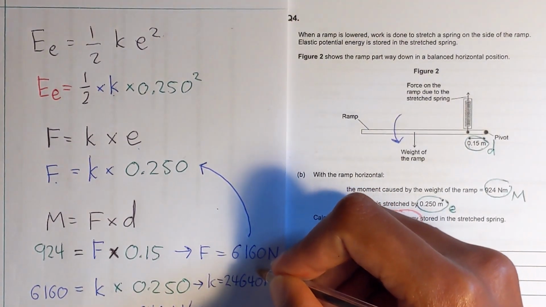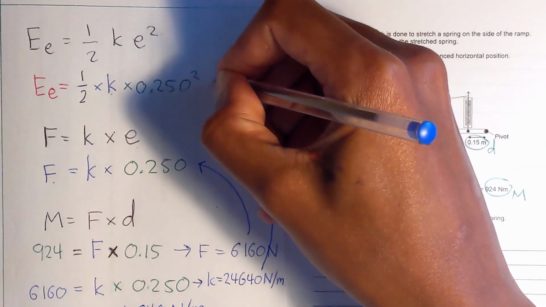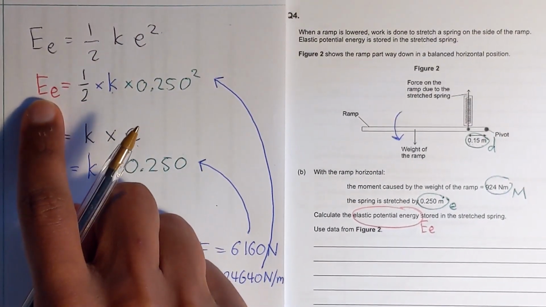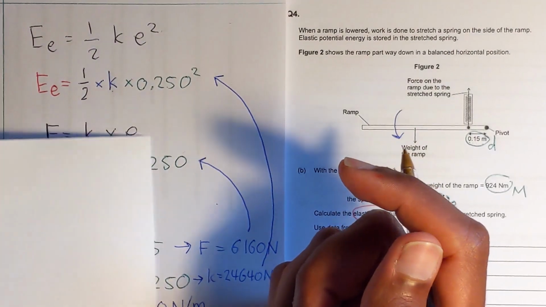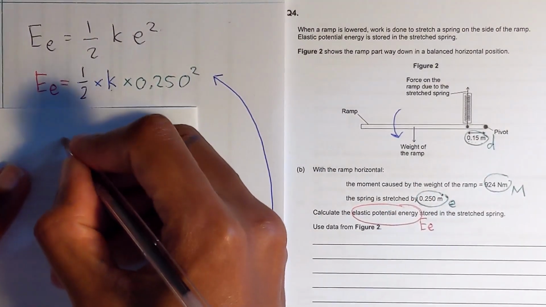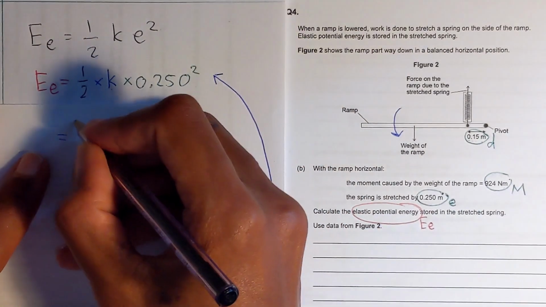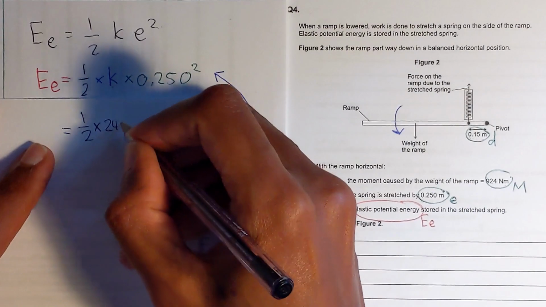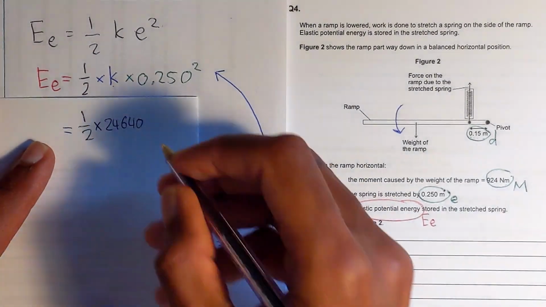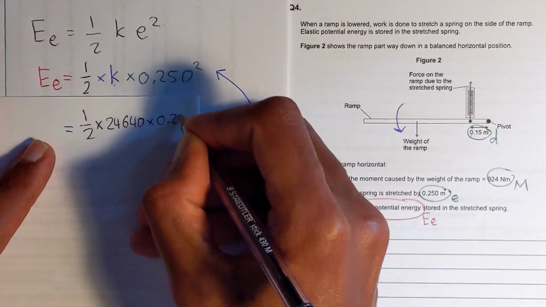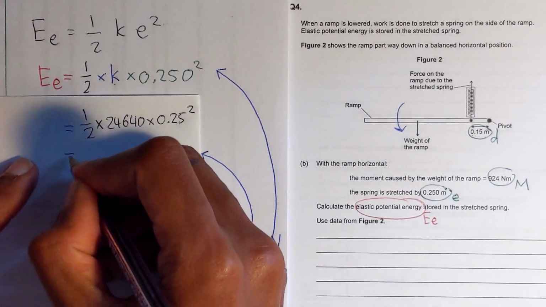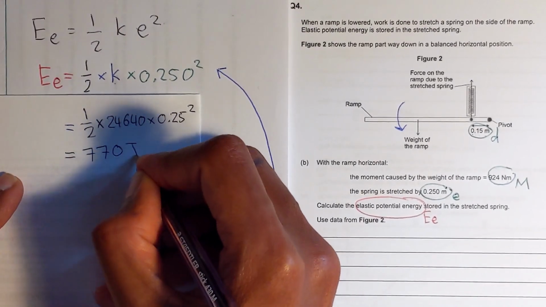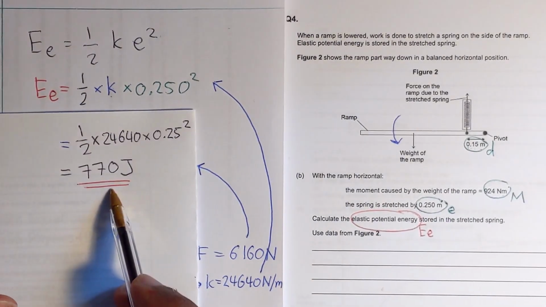We can now take this value and finally put it back into our original equation to find the value of elastic potential energy. So let's do that, and we should get something that looks like this. A half multiplied by 24,640 multiplied by 0.25 squared, giving us a final answer of 770 joules.